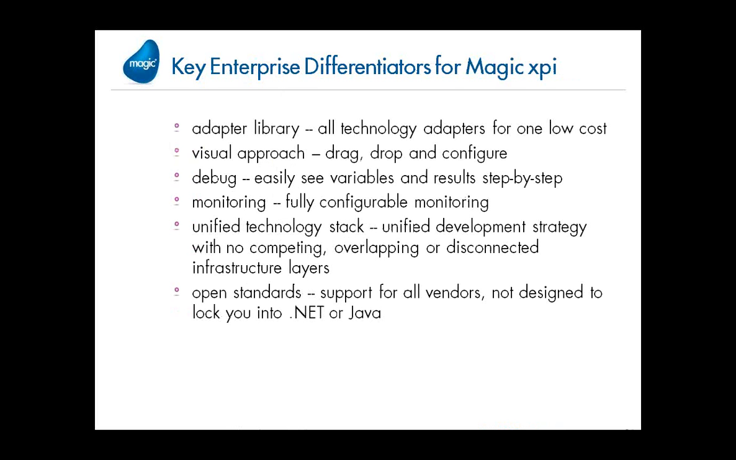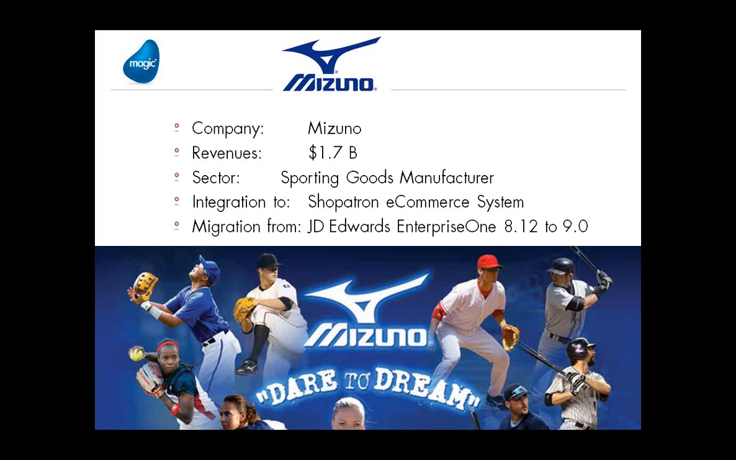So the differentiators from an enterprise standpoint are that this adapter library in Magic XPI has all of those technology adapters for one low cost. It allows you to take this visual approach. Debugging is straightforward. It allows you to see variables and results step by step. Monitoring is fully configurable. And you have a unified technology stack based on open standards.